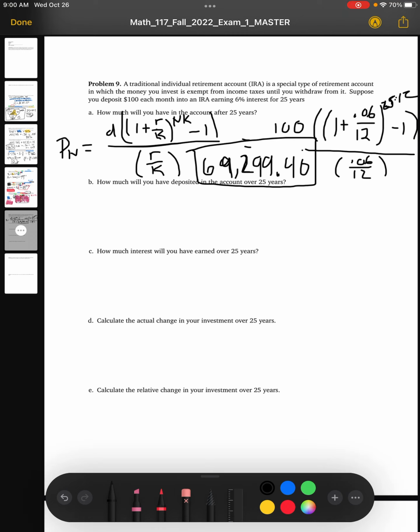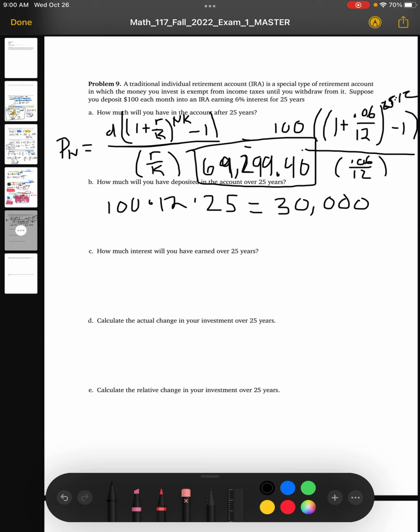How much will you have deposited in this account over 25 years? So we make a $100 deposit every month for 25 years. So 100 times 12 will tell us how much money we deposit in 1 year. That number times 25 will tell us how much we deposit in 25 years. So we have 100 times 12 times 25. So we have actually deposited $30,000 of our cash over this time.